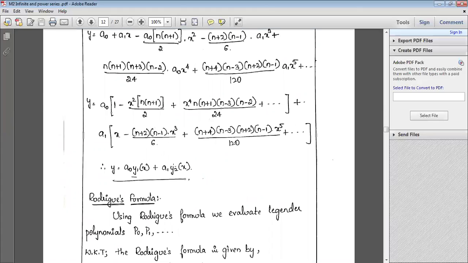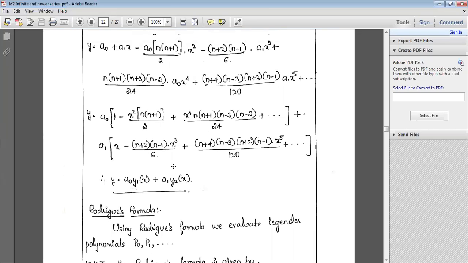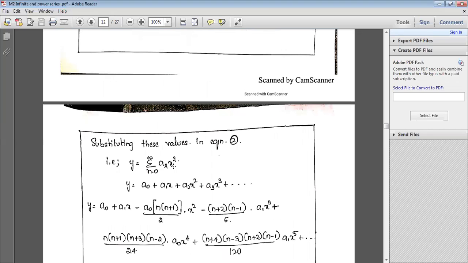These are the two important standard differential equations. They will ask either Bessel's Jn of x and J minus n of x, and sin x and cos x. Those are the two important functions they may ask in the examinations.